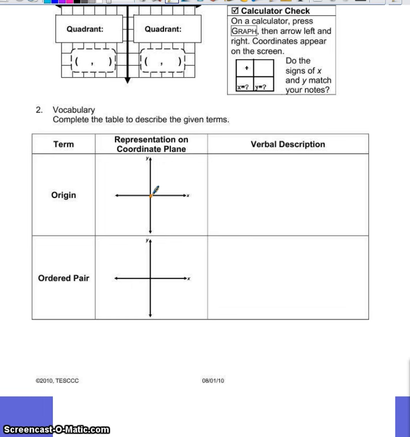Now let's go to ordered pair. I'm going to tell you what I put in just a second. So ordered pair. What do you think an ordered pair is? Correct, it's just an X and a Y put together. So how would you put that as a verbal description? I'm going to go ahead and tell you what to write.